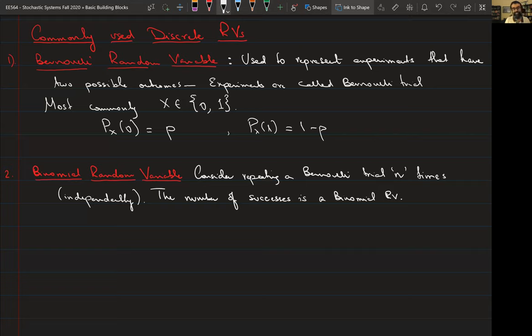So the number of successes that you get is a binomial random variable. And why is it a random variable? Because each trial is random, the number of successes that you're gonna get is random as well, and therefore there's an uncertainty involved, right? What values can the random variable take? So let X be that random variable. So what's the range of values that the random variable capital X can take? What do you think?